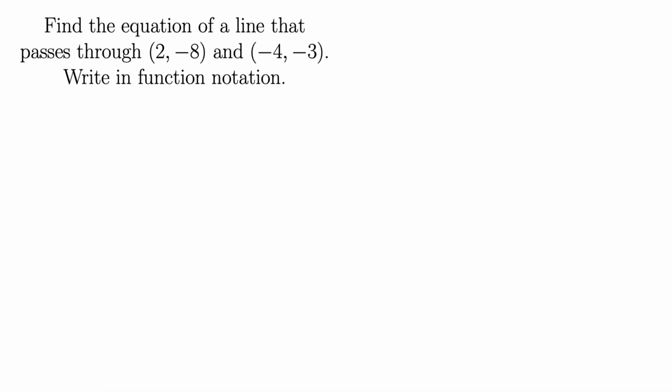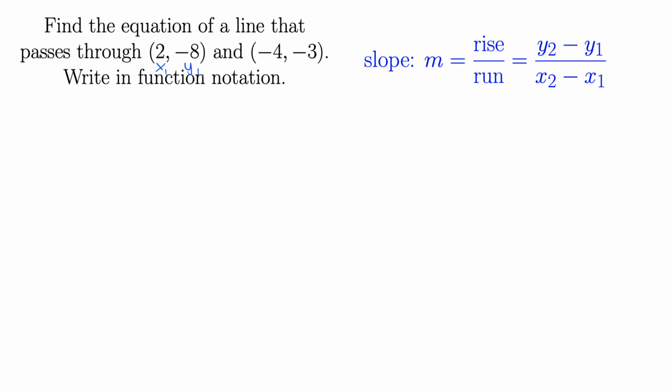Okay, hopefully you used the slope formula first. And this is a good one to memorize. Slope is rise over run, y2 minus y1 over x2 minus x1. It's arbitrary which point we choose to be x1, y1 and x2, y2. So let's just choose the first one to be x1, y1 and the second one to be x2, y2. Alright, so now we can get the slope.